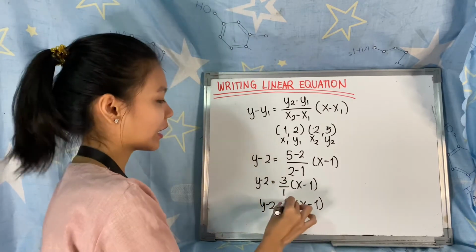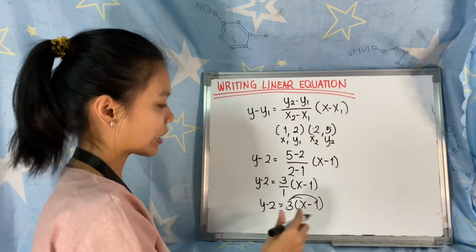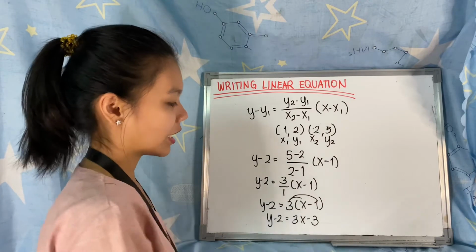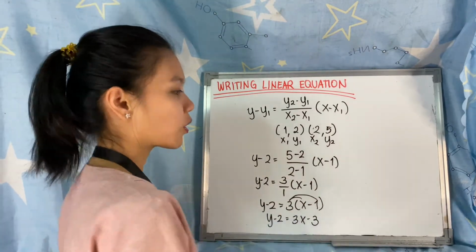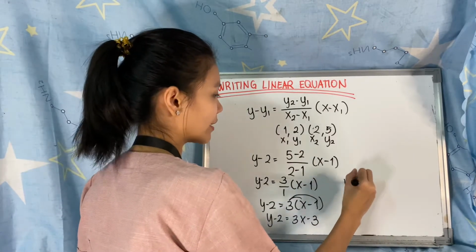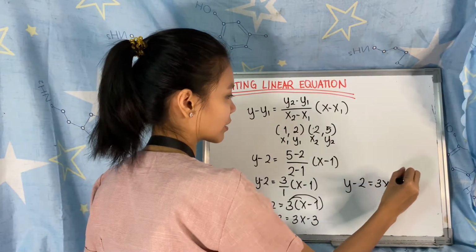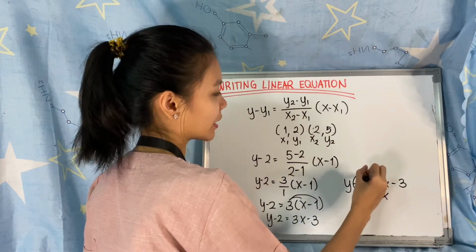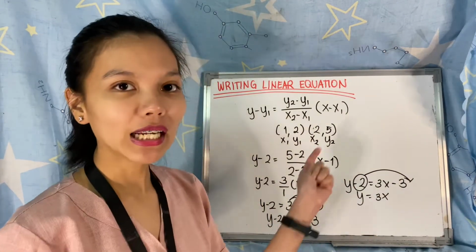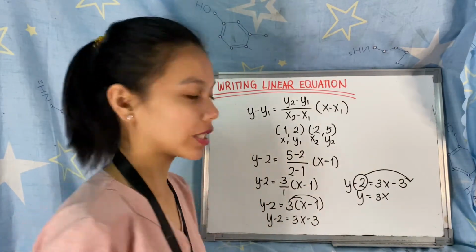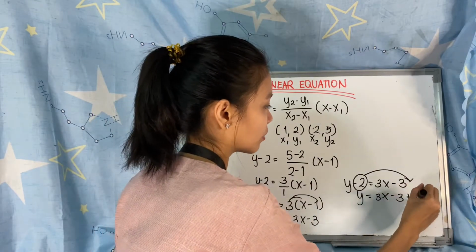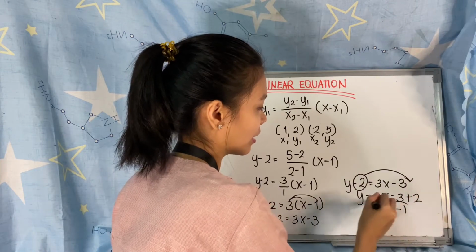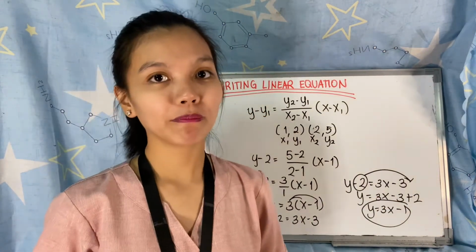So, simplify lang natin. Distribute 3 dun sa ating x minus 1. So, we have y minus 2 is equal to 3x minus 3. Then, simplify natin. So, combine like terms. So, galing sa y minus 2 is equal to 3x minus 3, we have y is equal to 3x. Pwede natin i-combine si negative 2 kay negative 3. So, kapag inilipat natin yan sa right side, magiging positive na siya. So, we have negative 3 plus 2. So, simply, y is equal to 3x minus 1. So, yan yung slope-intercept form natin.